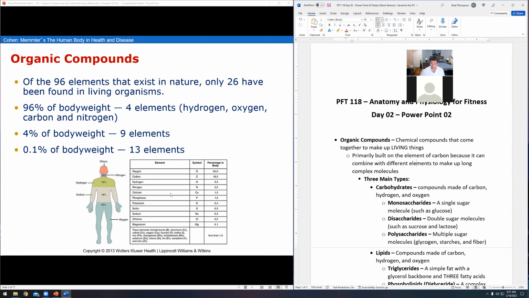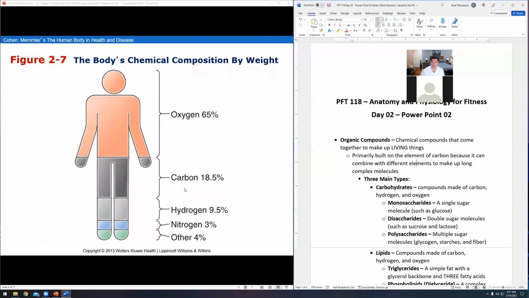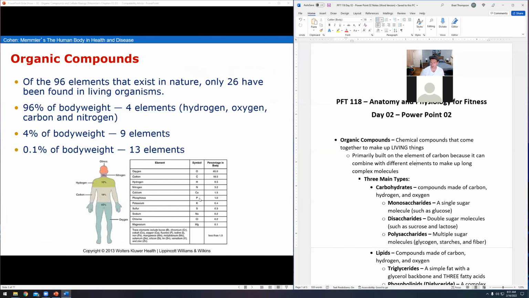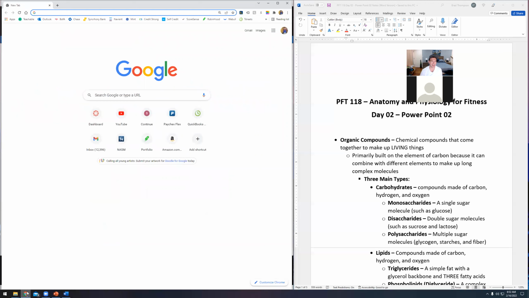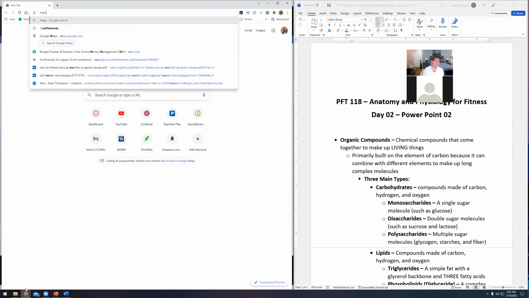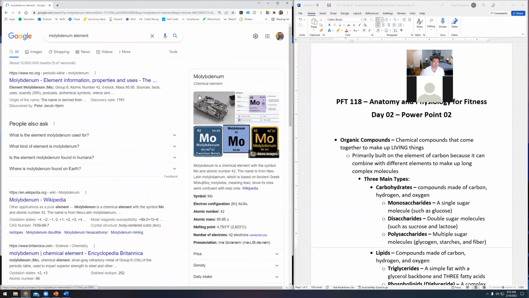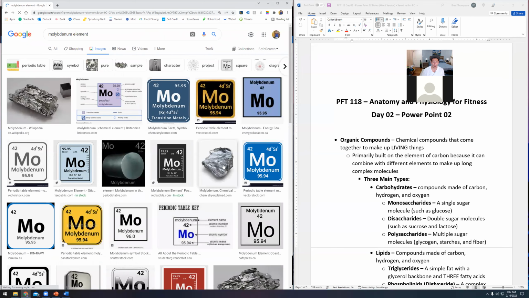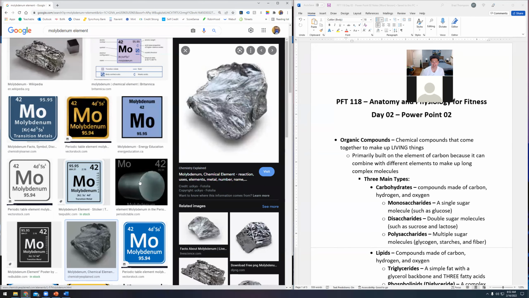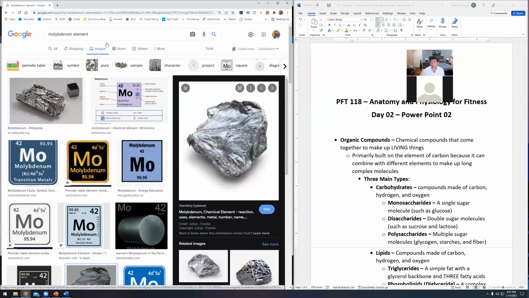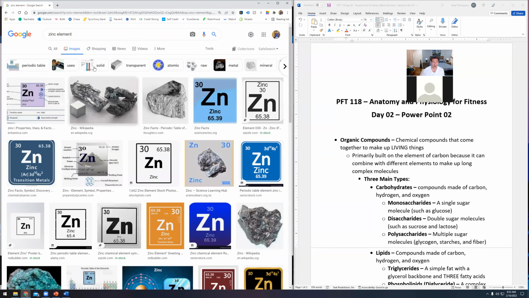our body weight is actually made up of elements that are not necessarily organic. It's like your body is made out of inorganic rocks and metals. If you look at, let's say, molybdenum, it actually looks like this. It's a big metal, and that is part of you. You need to have this to make up a part of your body, a very small part. If we look at zinc, same thing. It's kind of a little metallic rock there.